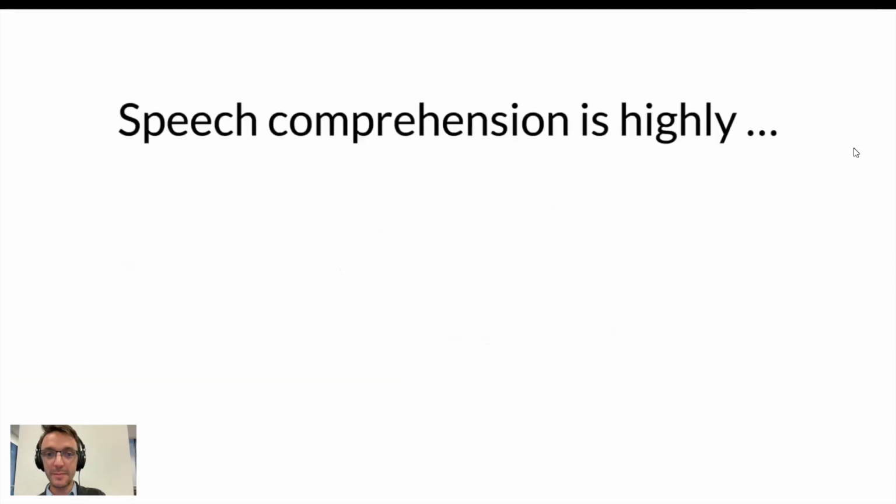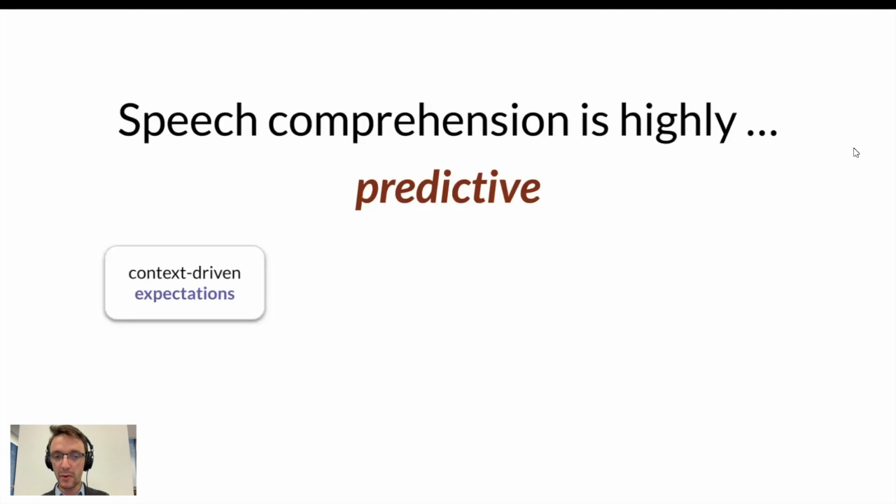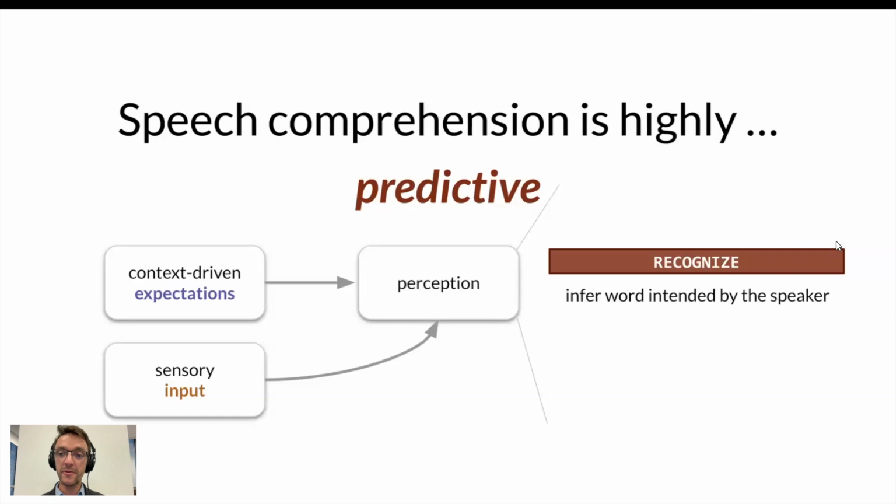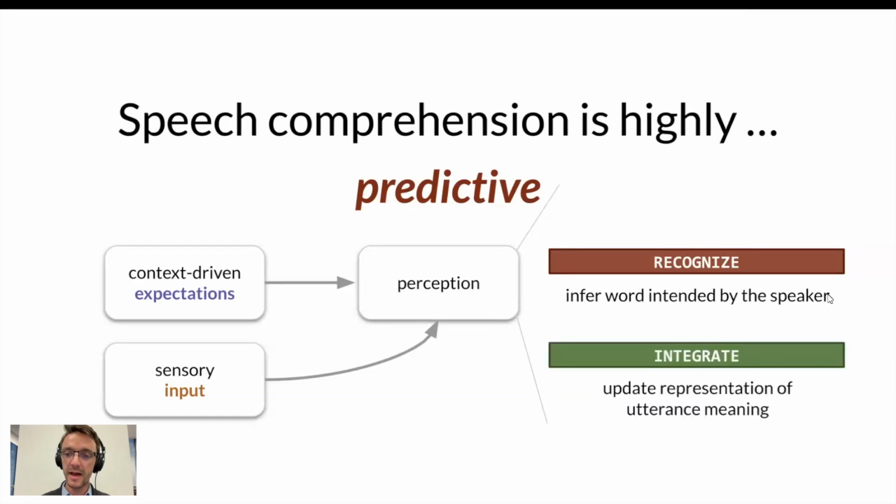Speech comprehension is a highly predictive process. As you listen to me speak this sentence, you're using context in order to form expectations about what word might come next, and you're integrating sensory input relative to those expectations in order to form a percept of the word that you're hearing. In this talk, I'll split this process of word perception into two parts. First, the process of recognition, in which listeners infer the word intended by the speaker, and integration, in which, given a recognized word, listeners update their representation of the utterance meaning as a whole.